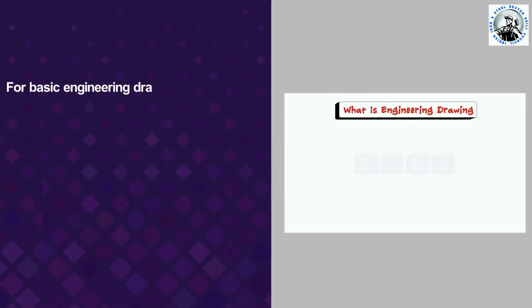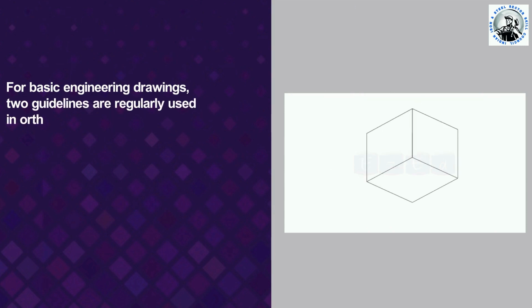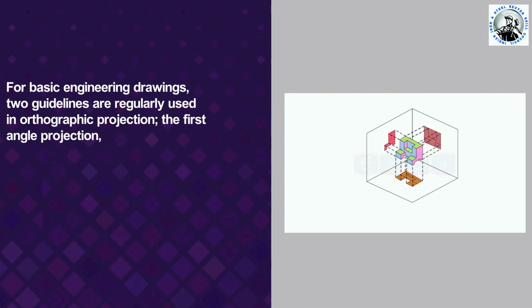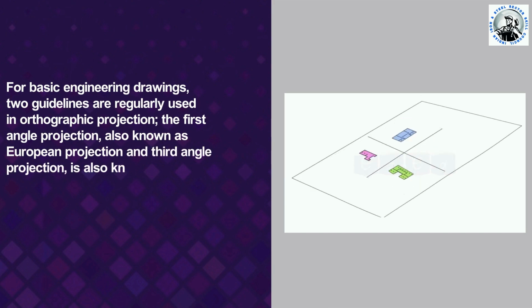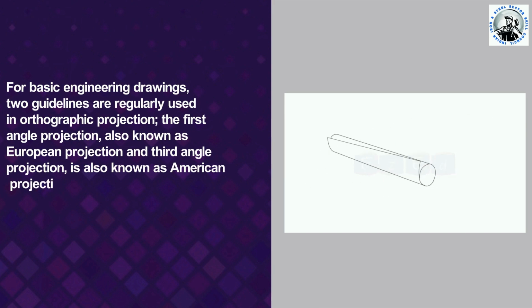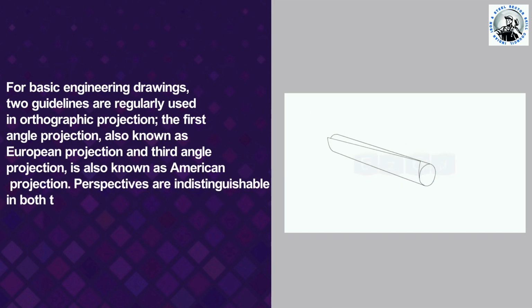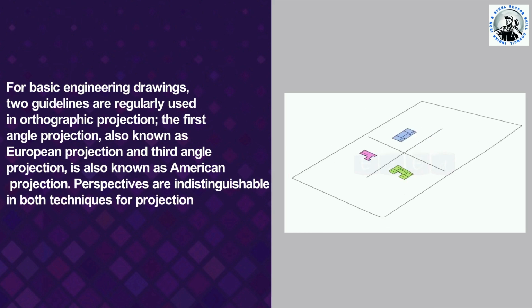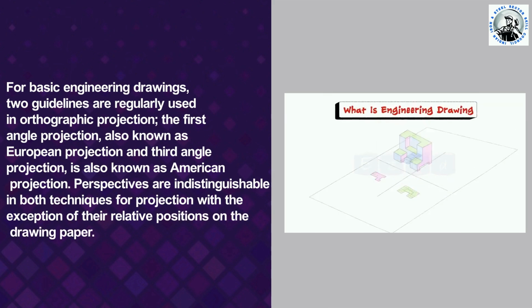For basic engineering drawings, two guidelines are regularly used in orthographic projection. The first angle projection, also known as European projection, and the third angle projection is also known as American projection. Perspectives are indistinguishable in both techniques for projection, with the exception of their relative position on the drawing paper.